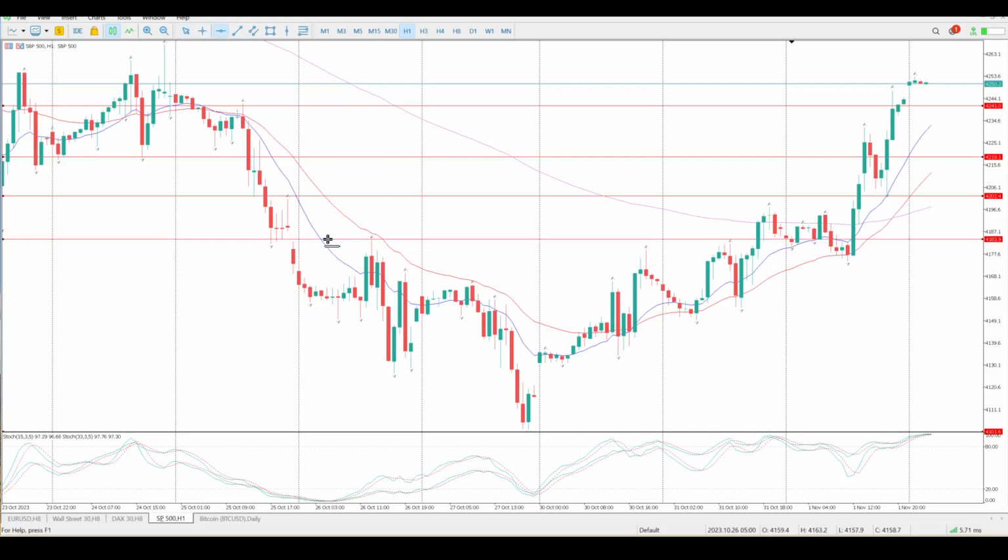Yesterday I spoke about the inverse head and shoulders. Let's just get it exact. There we go. So here was my left shoulder, here was my head, and here was my right shoulder. There's also a little cup and handle in this. So there's my cup and handle.